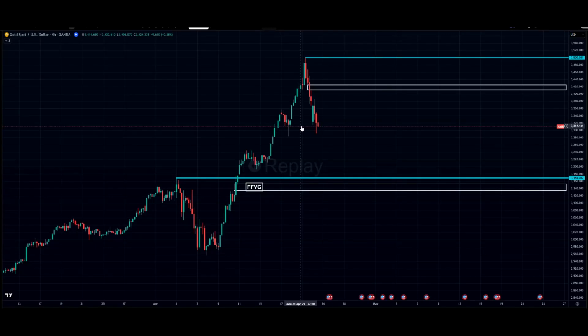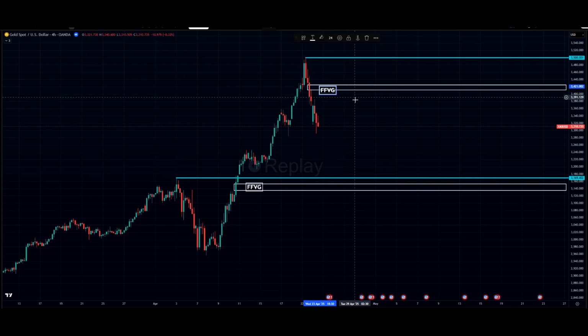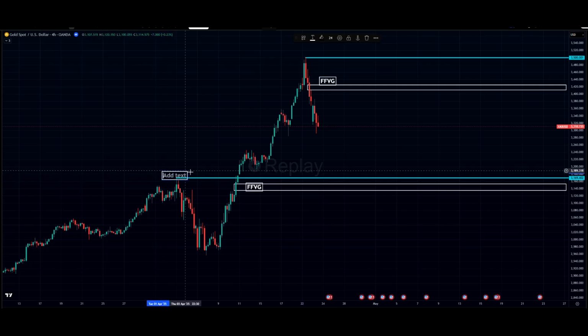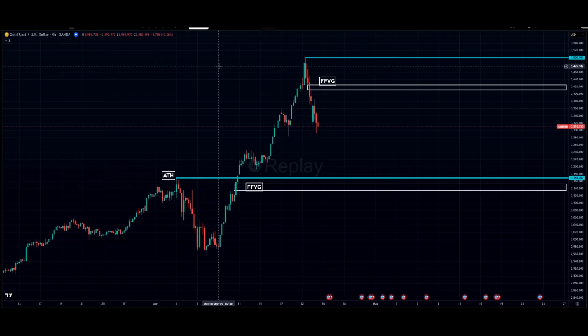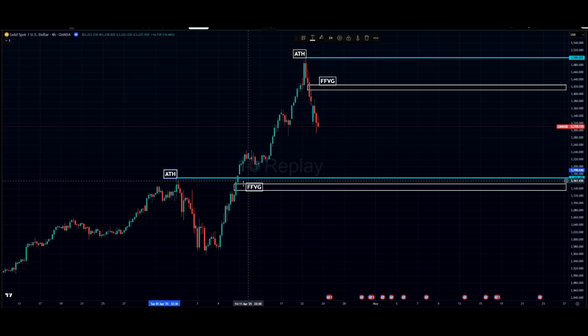So what we are doing is pretty simple in this scenario. We are marking the ATH in here. So that was our ATH before the breakout, and this is our current standing ATH. So that's where the breakout happens, and that was the first FVG created in the breakout process.